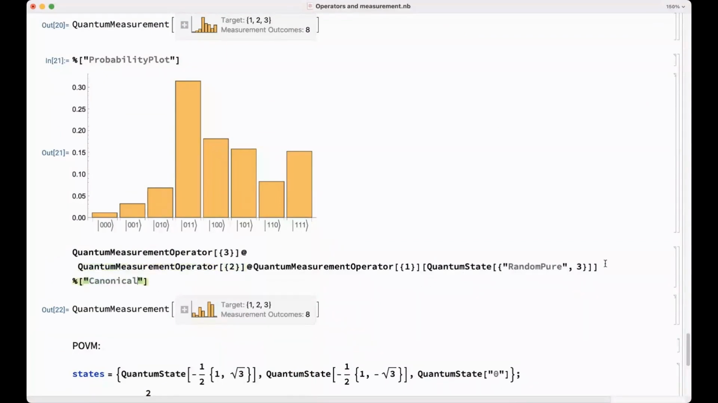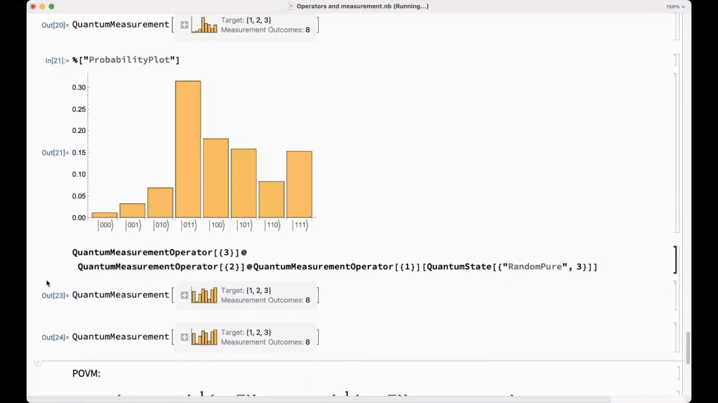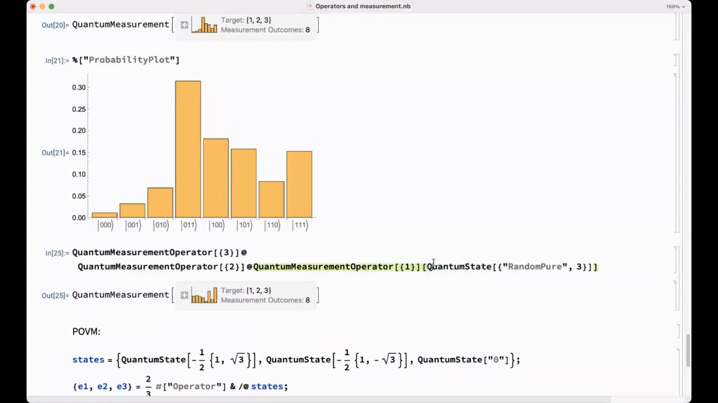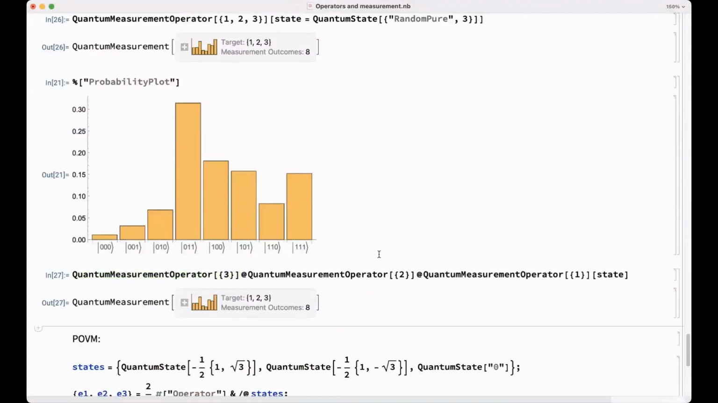Remember, these are different quantum systems. So how you construct the sequence of measurements is not important. Let's call it the same state. Just showing that it's exactly the same probability.